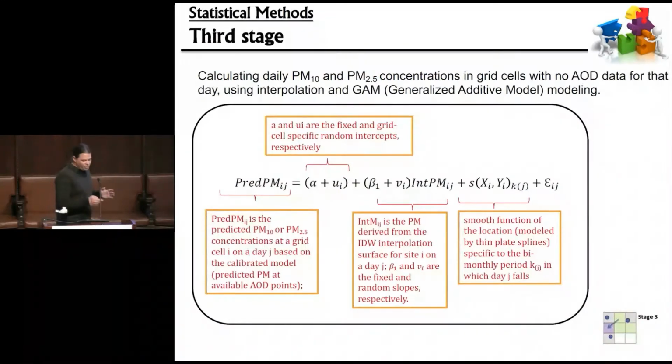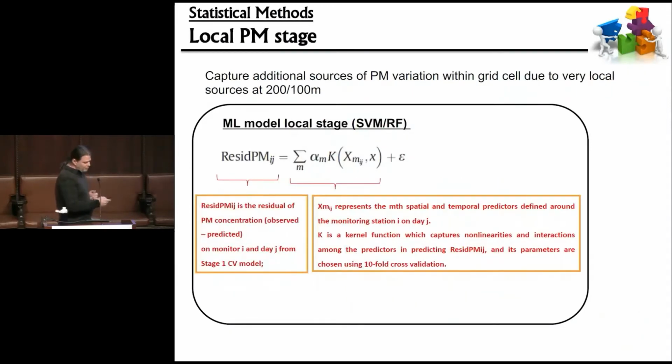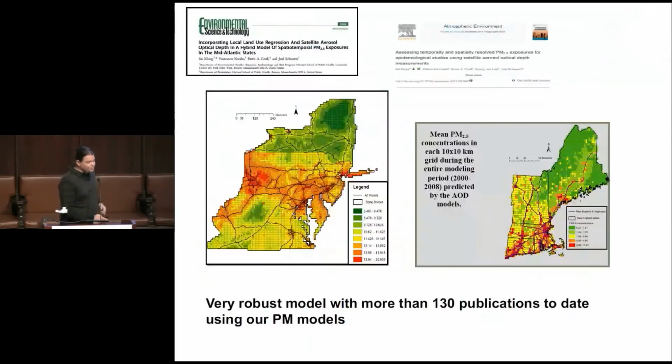This is followed by our third stage, where we regress the PM predicted in the second stage at grid cell I on day J versus the mean interpolated PM from the monitors and the thin plate spline, which allows us to borrow information from adjacent cells. Finally, in the local stage, we run machine learning methods to take the residuals and regress them against high-resolution spatial and temporal predictors. So how does that actually work and how does it look?